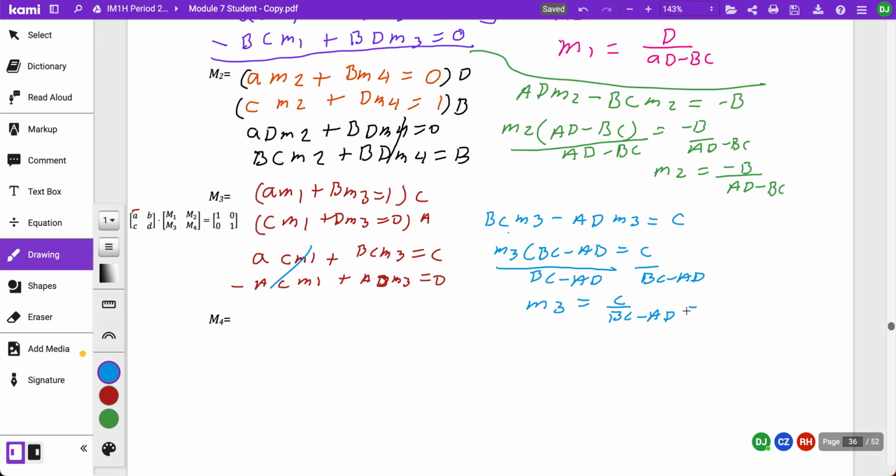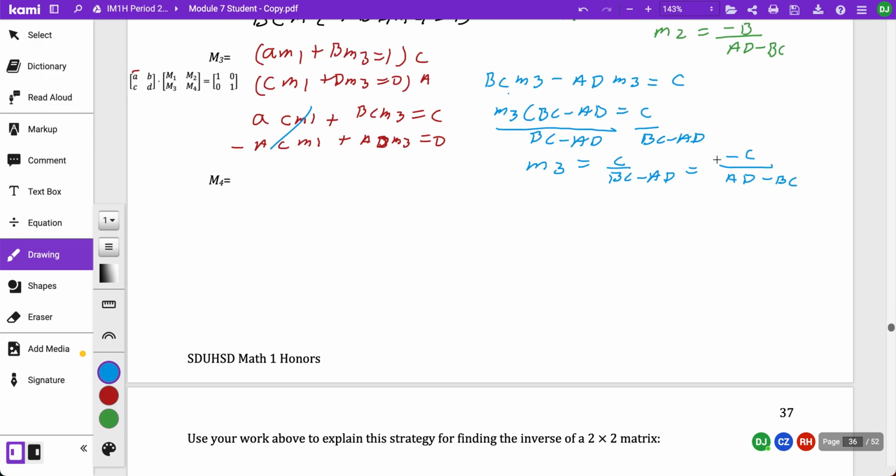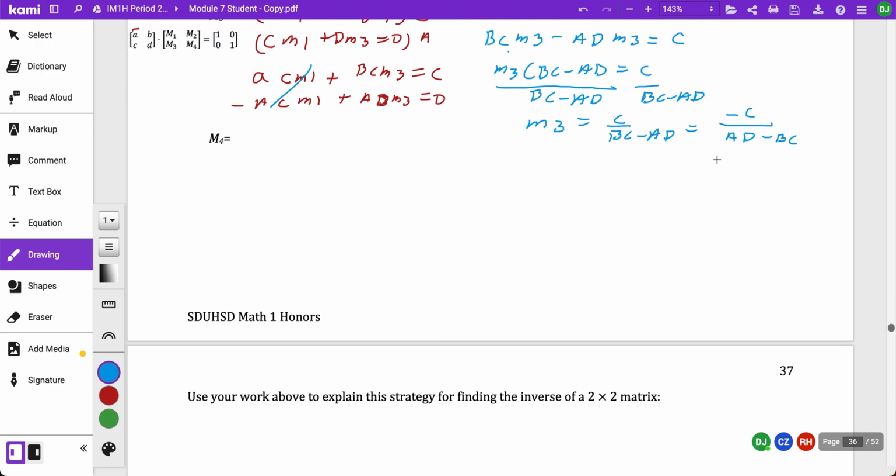Well, what if I factored out a -1? So that means I'd have a negative C on top. And then this would turn into positive AD. And then the BC, if I factored out a negative, would turn to minus BC. Now, why do I do that? Well, as a reminder, AD minus BC is the determinant. And for each and every one of those, it's being divided by AD minus BC, or the determinant. So we've just done 3 out of the 4 of these. Let's do M4 really quickly.